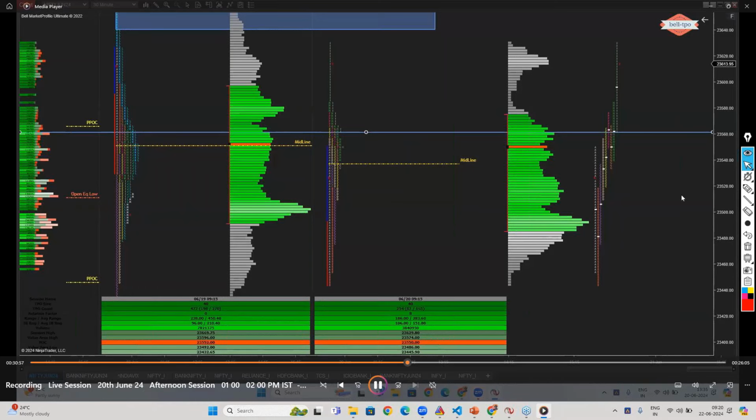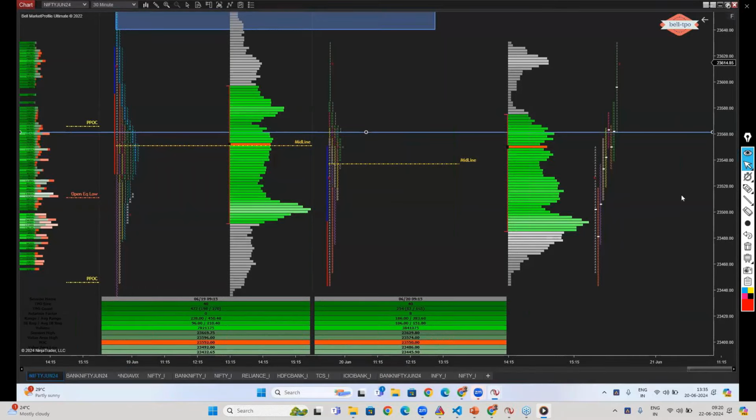The price still trades outside the value area. That means longs have to be careful, because many times longs will be tricked around these levels.